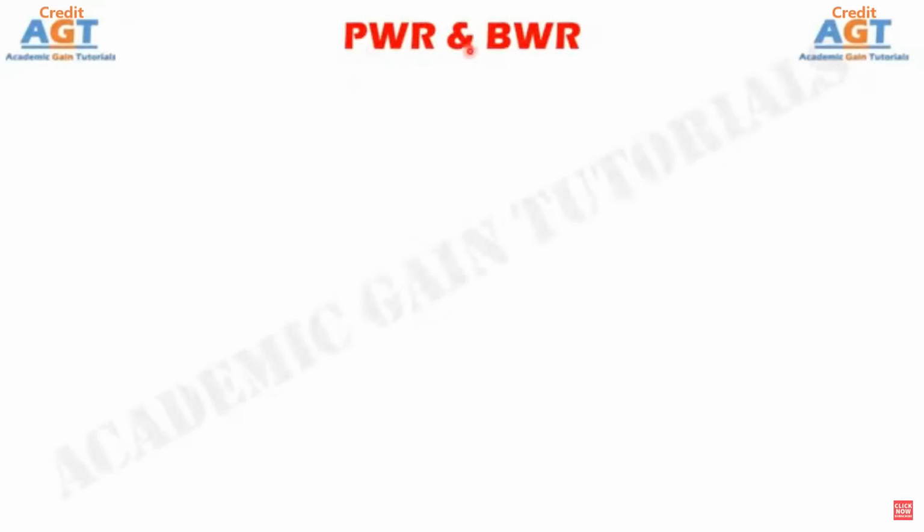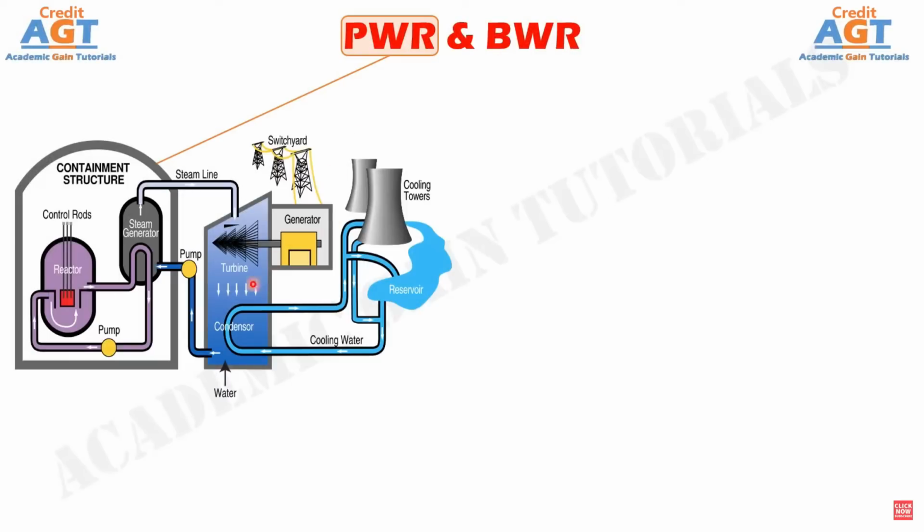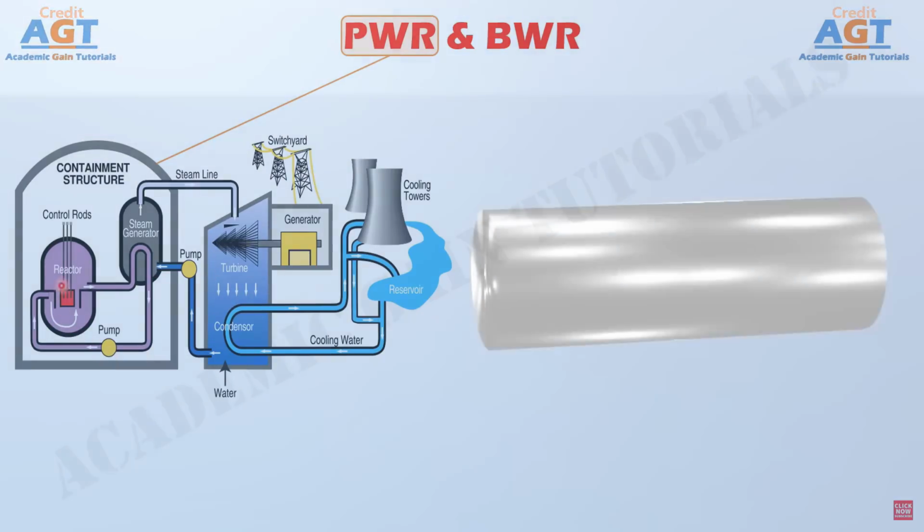Light water reactors come in two main types, pressurized water reactors and boiling water reactors. In both types, water serves as both the coolant and the neutron moderator that slows down the neutrons, so that they are more likely to be absorbed by a nucleus and cause fission.